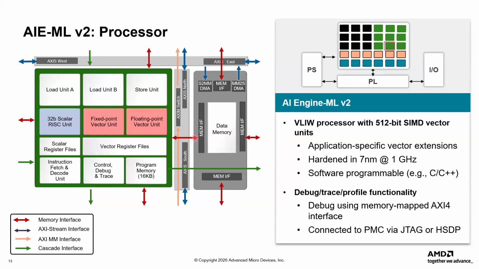There's also significant performance advantage here. So we've got the two load units, two individual 256-bit loads, a store unit, the RISC processor, able to do 32-bit operations, the vector unit, which can actually support both fixed point and floating point.